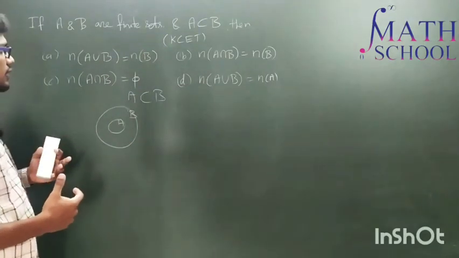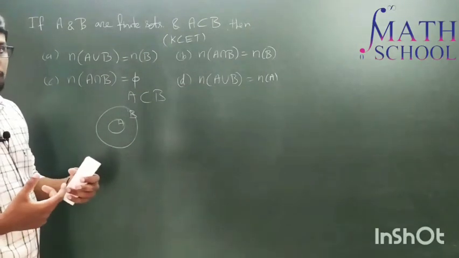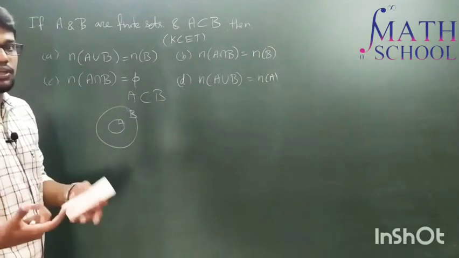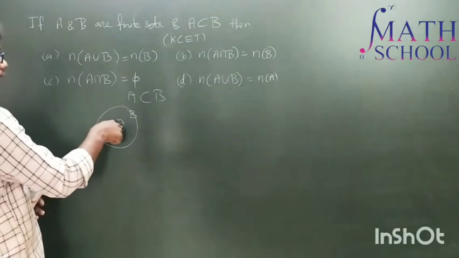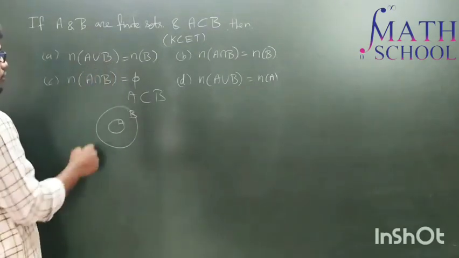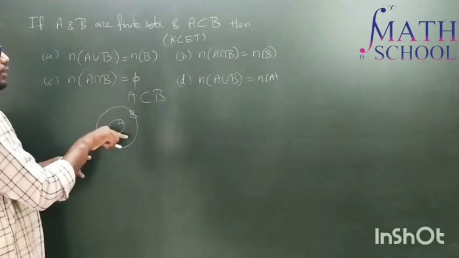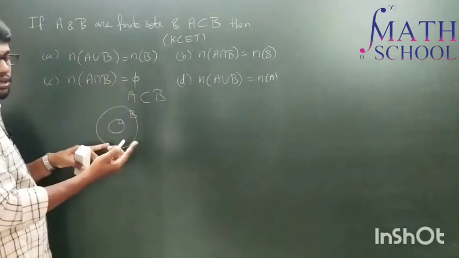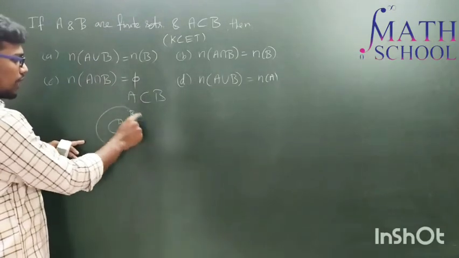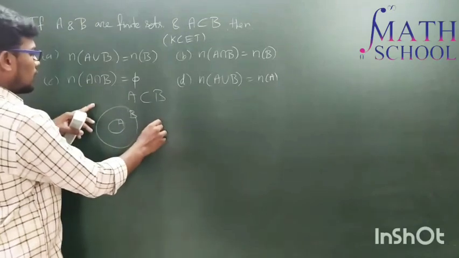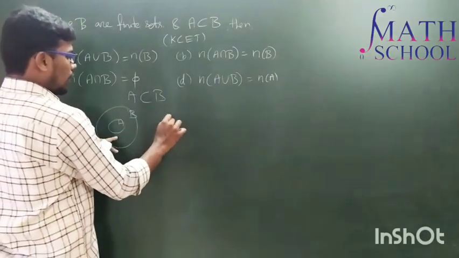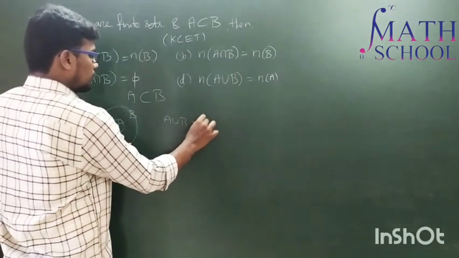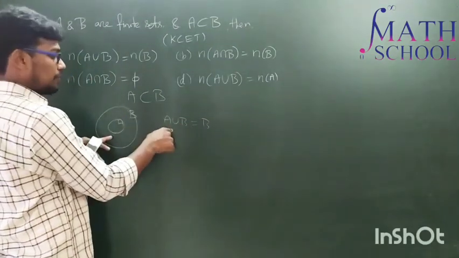First, let us see whether the sets are equal. If the sets are equal, then it is very easy to conclude that they have the same number of elements. So let us see. A is a subset of B. What is A union B? If A is a subset of B, the whole union is going to be simply B. So A union B is equal to B in this case, since A is a subset of B.